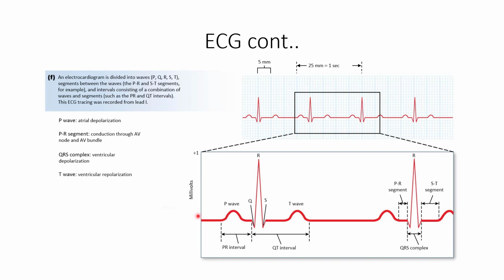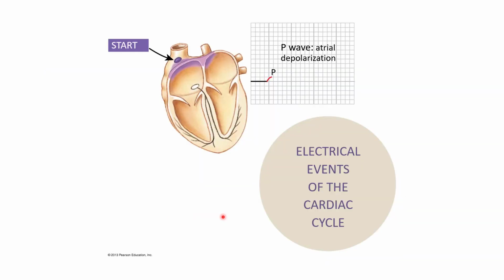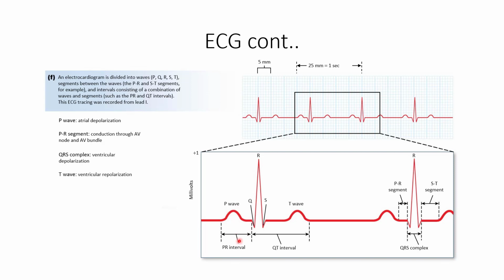So what happens in each of these? Well, during the P wave, what we see is atrial depolarization. So this is when the SA node is starting to depolarize and we're generating that wave. Okay, so atrial depolarization during the P through R segment right here. This is where we're conducting from the SA node to the AV node and to the AV bundle. During the QRS complex is where we have ventricular depolarization. And finally, during the T wave is where we'd have ventricular repolarization.